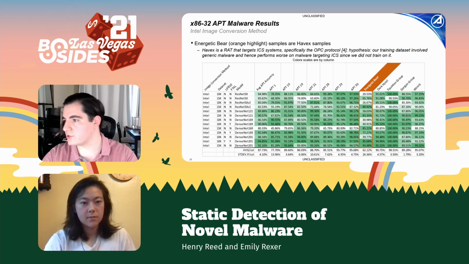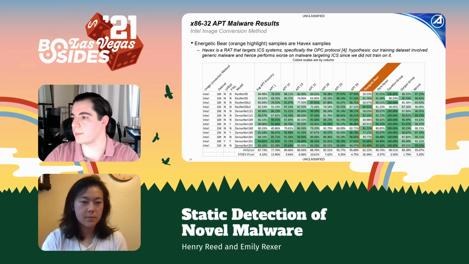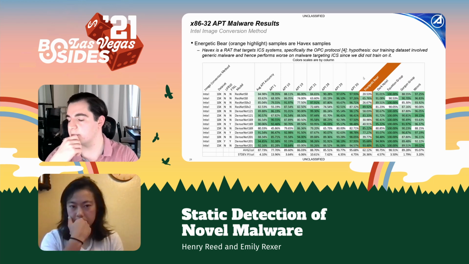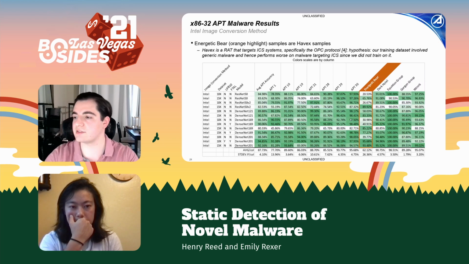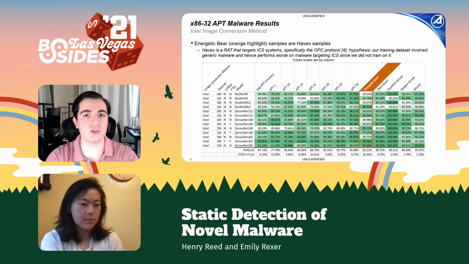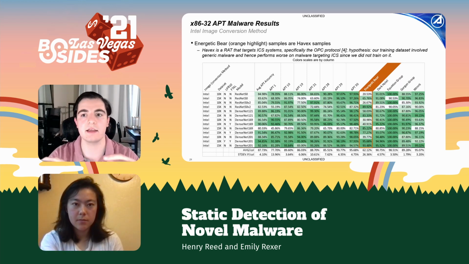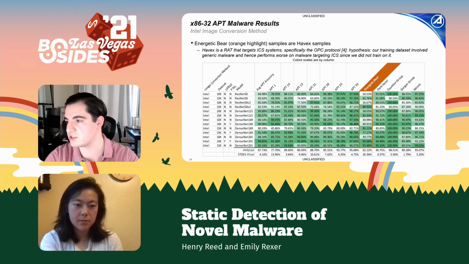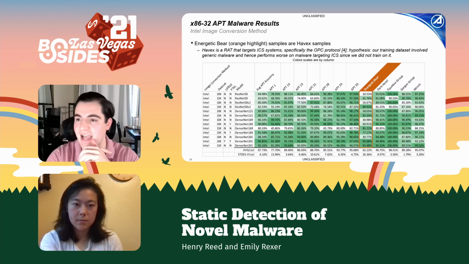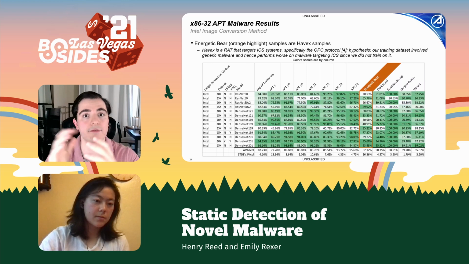So I'd like to direct your attention to this orange column called Energetic Bear. This specific APT in this dataset contains malware called Havex, which is a remote access Trojan that targets ICS systems, more specifically their OPC protocol. This is what Rob Lee would call stage 2 malware that actually attacks the ICS SCADA environment rather than the IT infrastructure around it. We hypothesized that it does so horribly in our tests because we don't have that kind of malware in our training data set. It's a very rare type of malware.